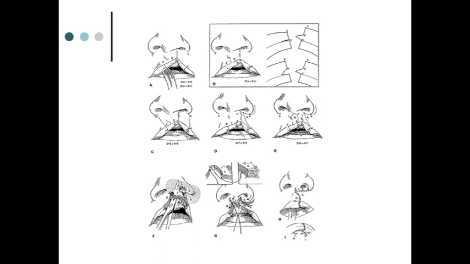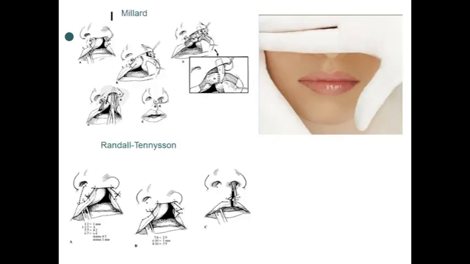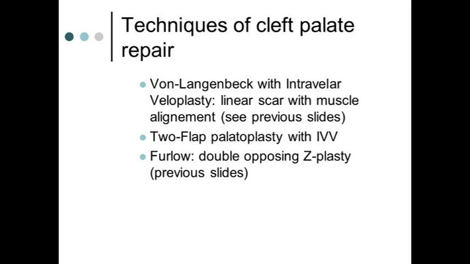These are the different techniques as seen. It is applying triangular flaps. We bring tissues that are puckered over here, completely dissecting them and freeing them, and bring them to the midline. This is a Millard, which is a rotation flap. Tennison is much easier to reproduce. We do these triangular flaps.